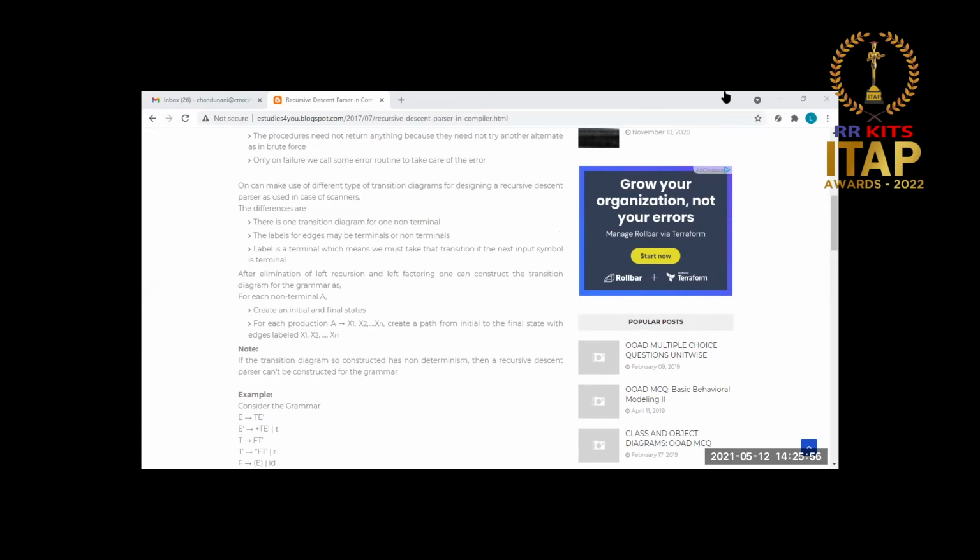First of all, they will give a grammar. Suppose you have a grammar like this: E tends to E plus T or T. Suppose the given grammar has left recursion, indirectly or directly, then you have to apply the left recursion elimination.